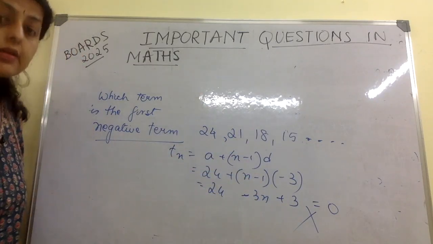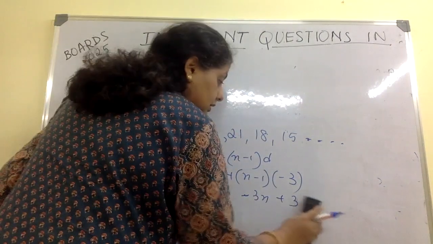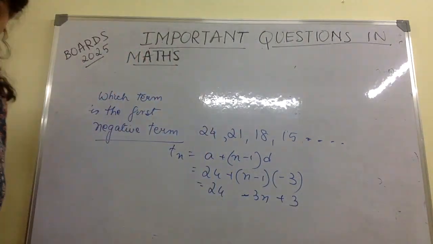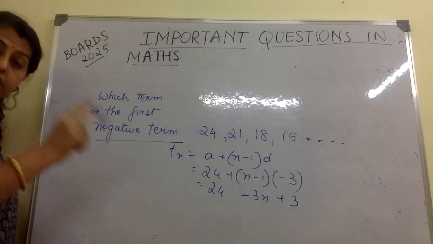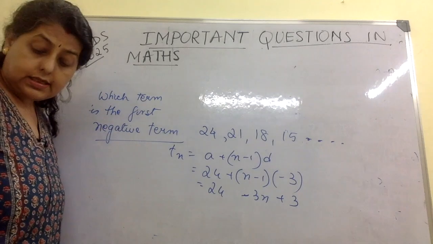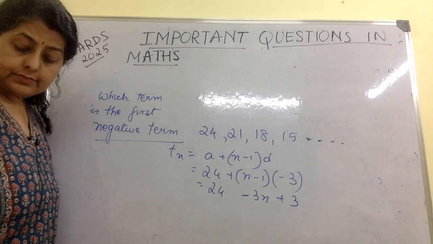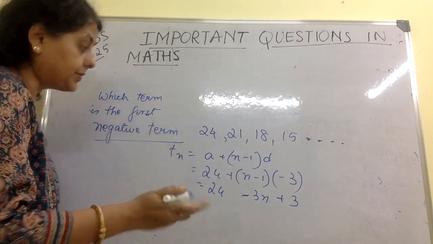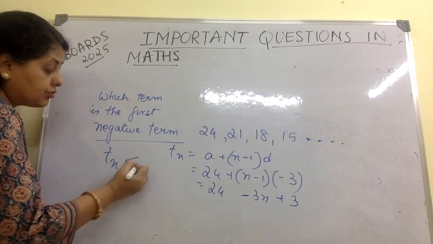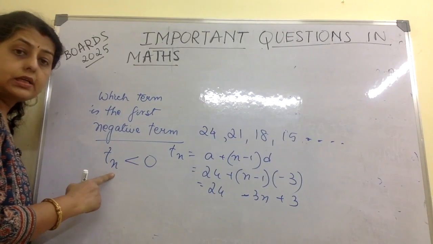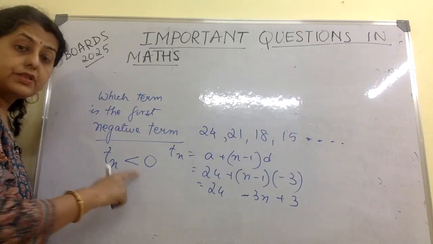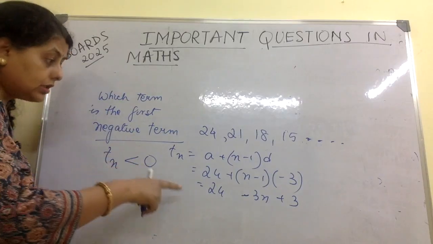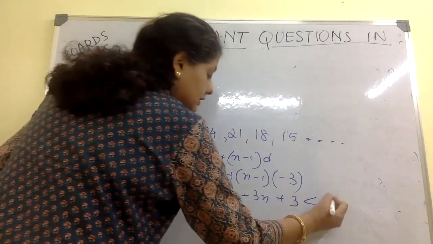What you have to take, I'll tell you. So this is another place of mistake. Sometimes we feel we have done it and we have got the answer also, and still I didn't get marks. If it is the first negative term, then Tn has to be less than 0. Not even less than or equal to, because if it is equal to 0, it's not negative.